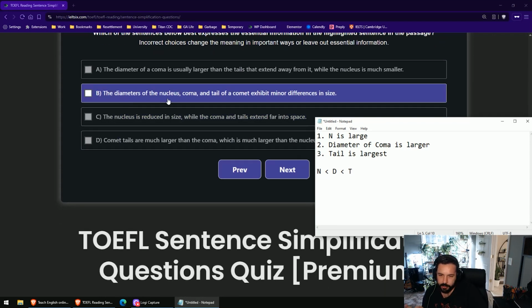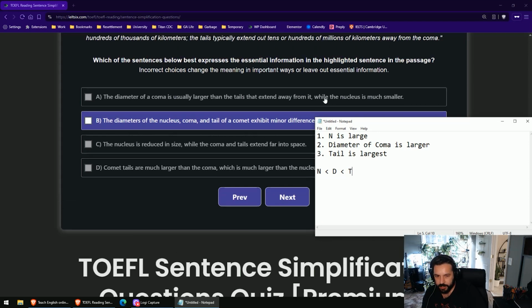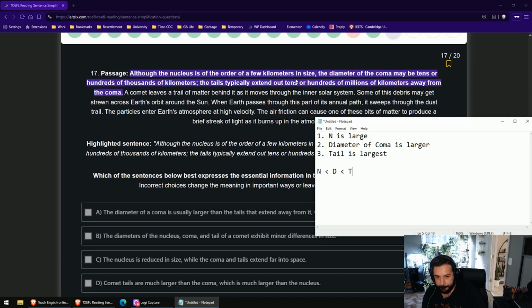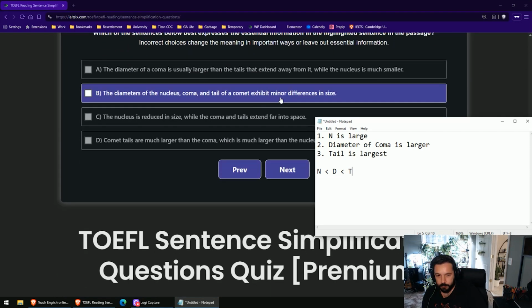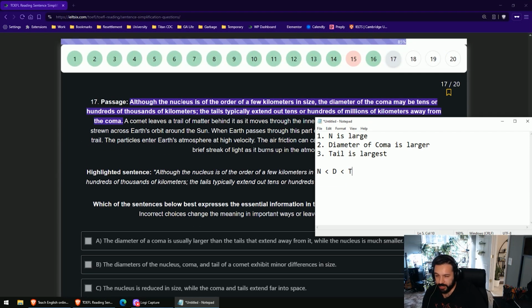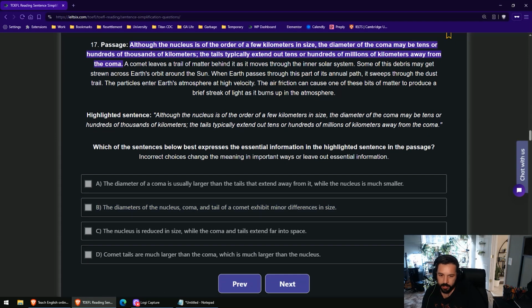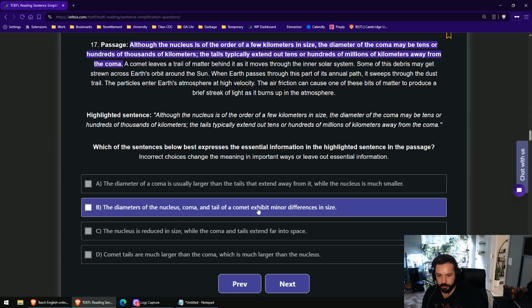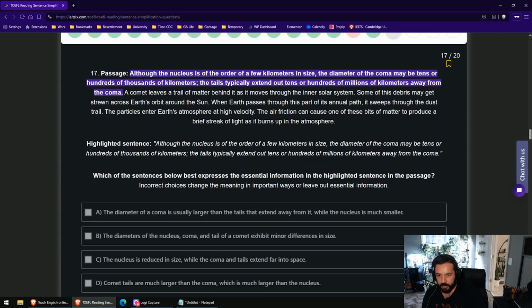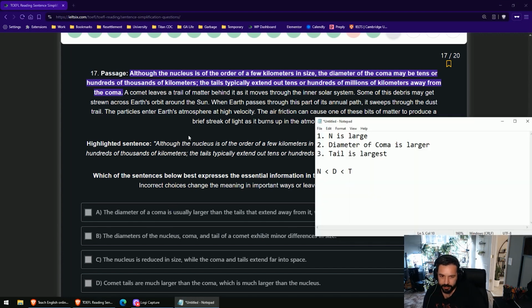The diameter of the nucleus, coma, and tail of a comet exhibit minor differences in size. We said they are different. Now, is the difference major? Is it minor? We don't really know. Saying that the difference is small maybe makes sense if we have some reference, but we don't. Saying it's relatively minor could make sense, but again, it changes the information here. Remember, this is not summarizing the sentence. We want to give the same information as the highlighted sentence.